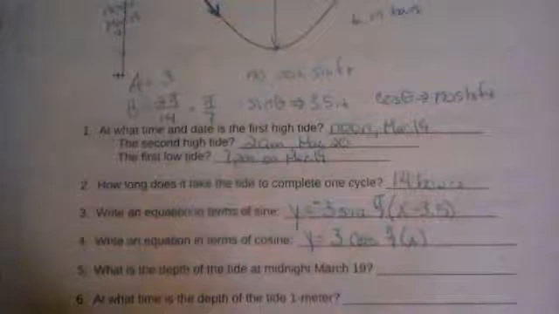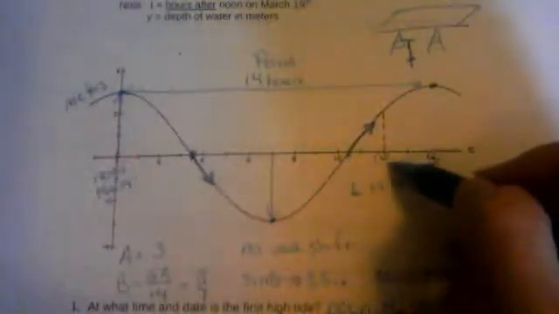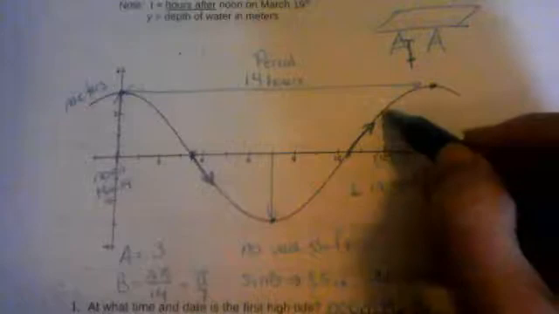So next they are asking us questions about our graph, and it says, what is the depth of the tide at midnight on March 19th? And if you look up here, midnight on March 19th would be right here. So we kind of have that marked off, and it looks like it's about 2 meters. But we don't want an approximation, we want an exact value. That's why we have these equations, because we can put these equations in the calculator and find out exactly the depth at midnight on March 19th.